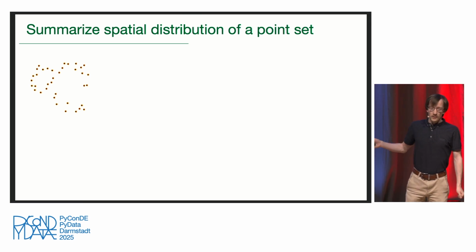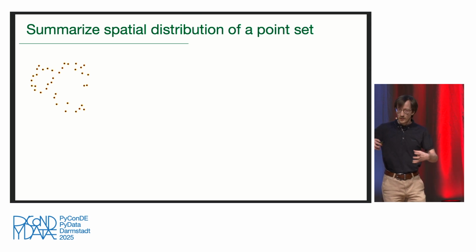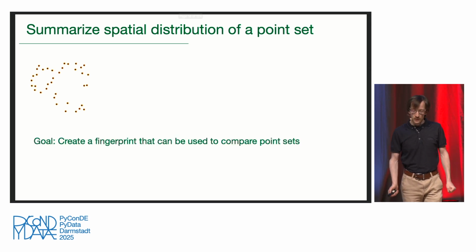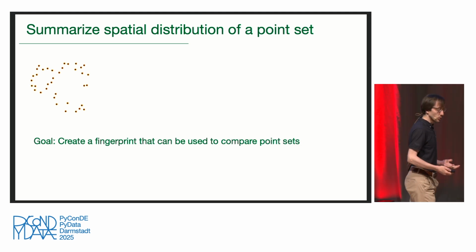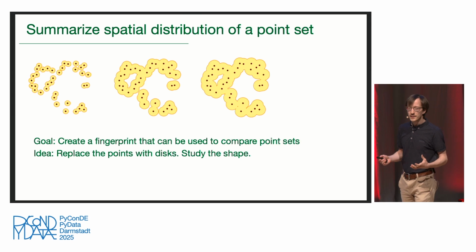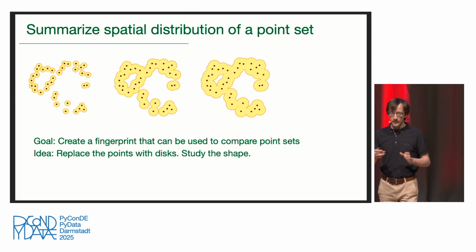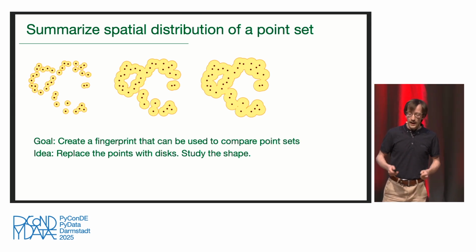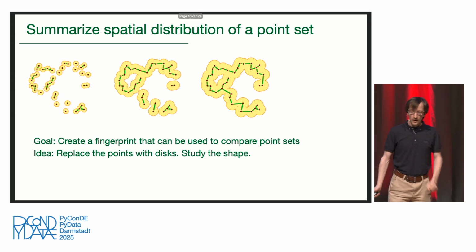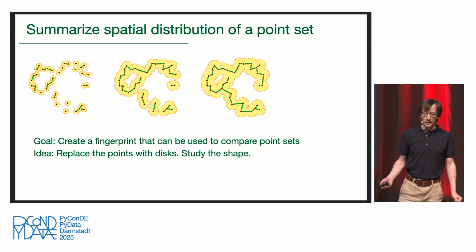We start with a set of points, and we want to say something about kind of the shape of how the points are distributed in a plane. And we want to create a fingerprint that we can then use in further analysis. The main idea is that we can grow disks around those points and study the evolving shape. And the particular thing we look at is of two types in this case. The first is components of connectivity. So here I have green edges.